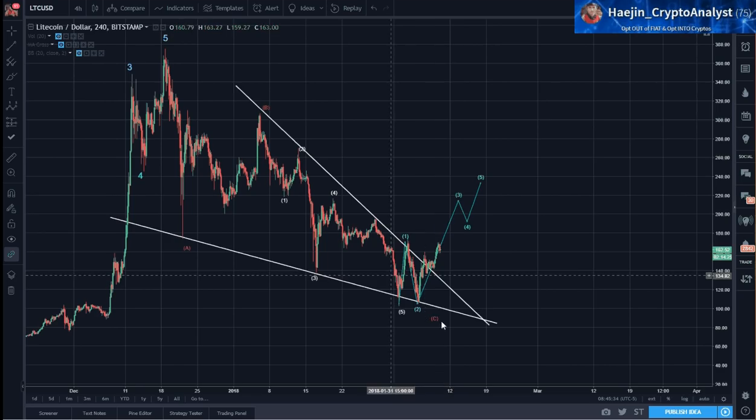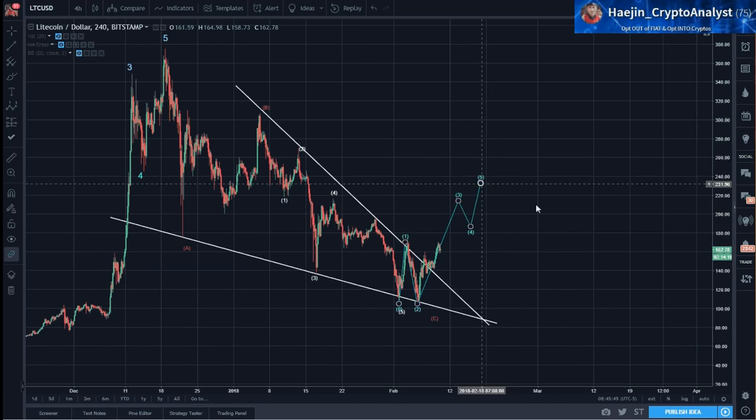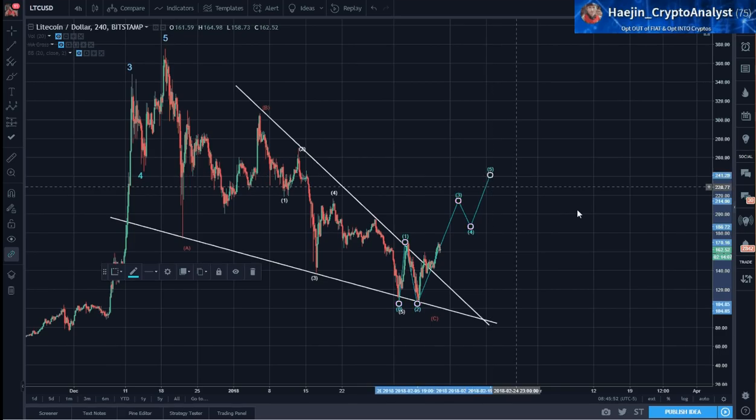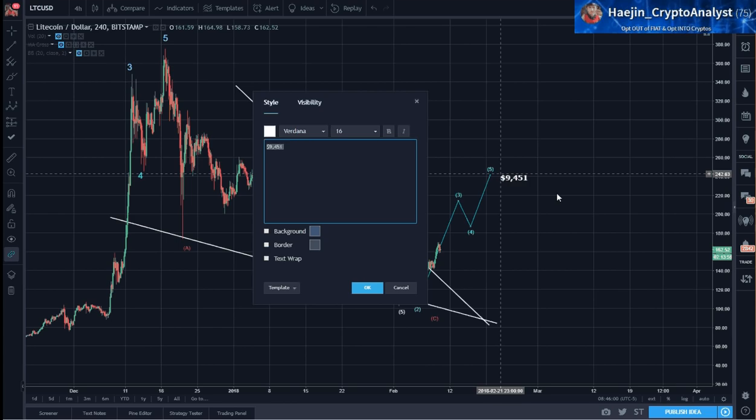Wave 1 is very long, but I've made wave 3 to be 1.618 of 1. 4 to retrace about 38% or less. And then 5 about equal to 1. If that's the case, we could see 242 range. If the impulse completes, 242.